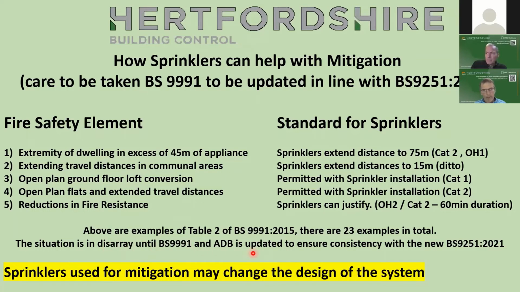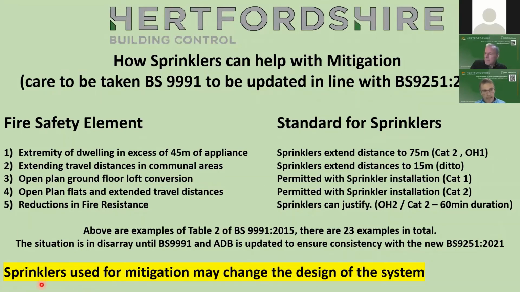So the above are examples of table 2 of 9991. There's 23 examples in total. Those were not the important ones, but the ones that I thought were worth mentioning. But there's 23 in total. And like I say, the situation's in a little bit of disarray until the new 9991 comes in, together with an updated version of ADB. So all those 3 documents are all consistent with each other. Up till that point, there's a degree of subjectivity to it all.